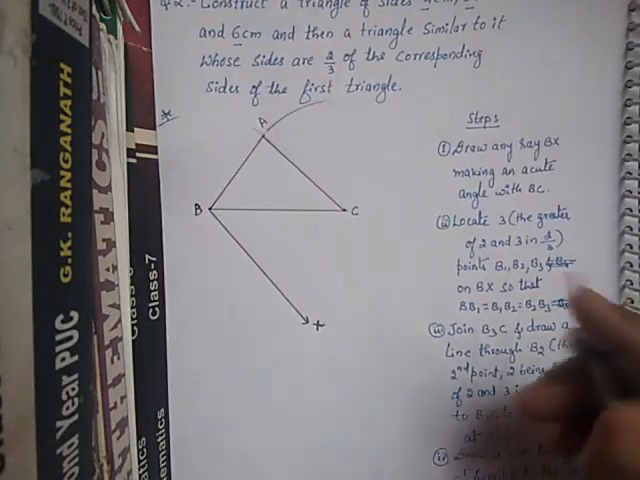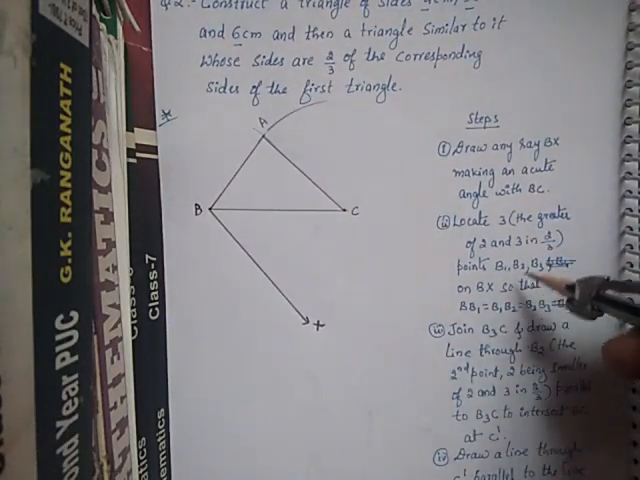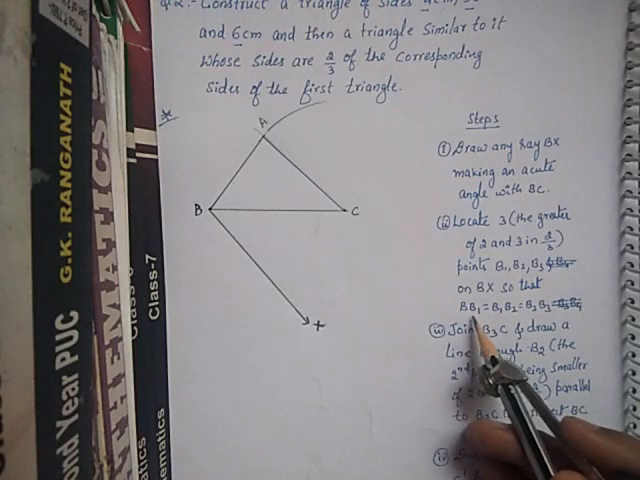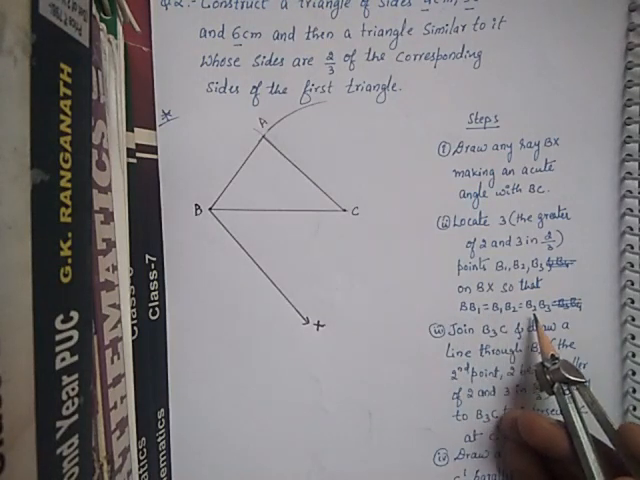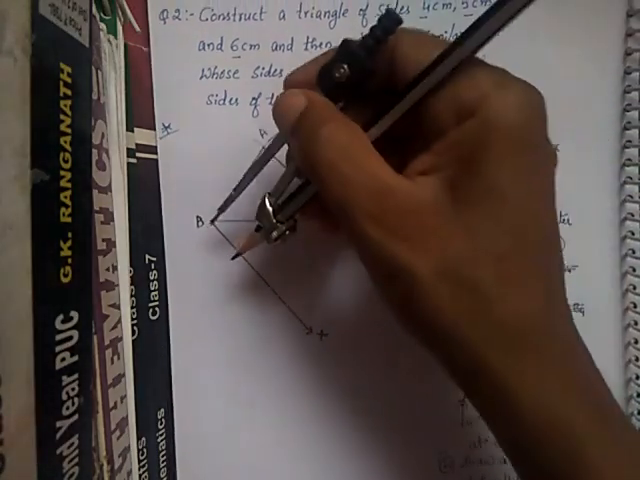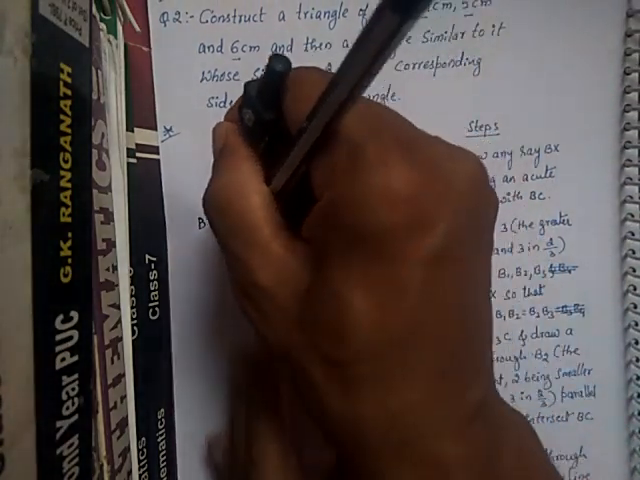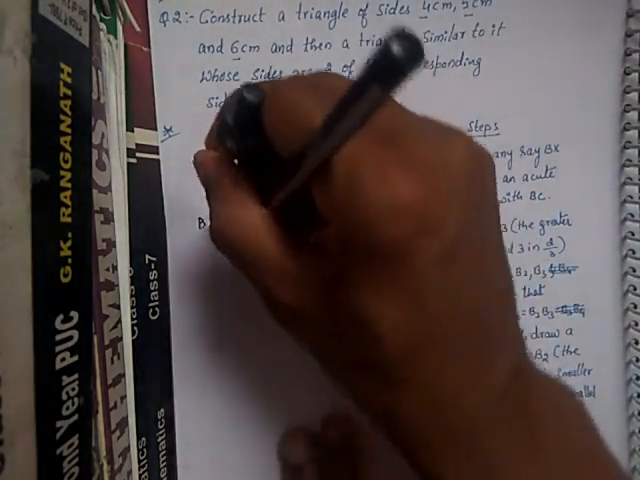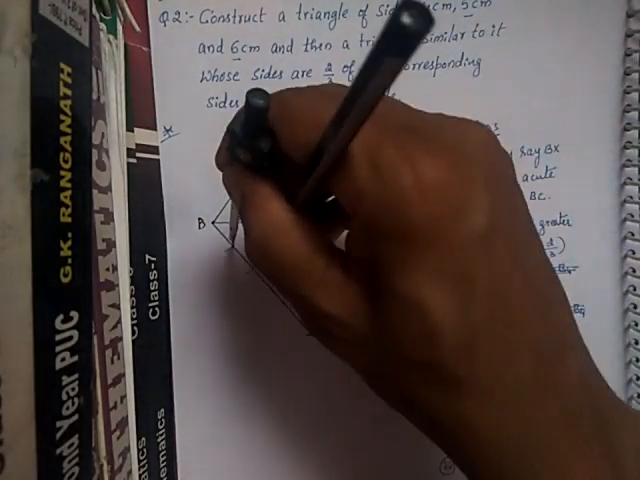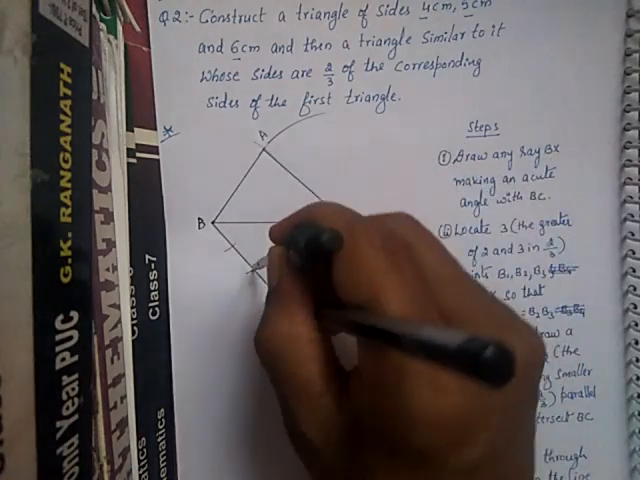Now locate 3 points, the greater of 2 and 3 in 2 by 3, points B1, B2, B3 we have to locate such that B1B2 is equal to B2B3. So equal distance you can consider here, and from here to here you can make 3 points. So one arc I will denote like this. The same distance you can take here and you can cut here, all should be same.